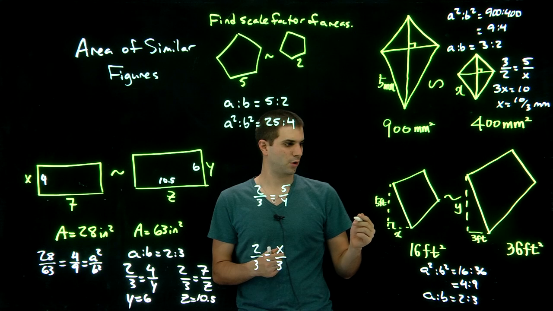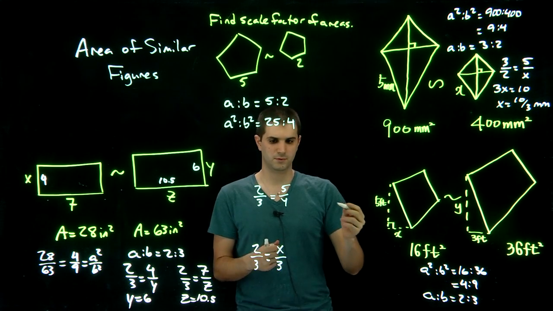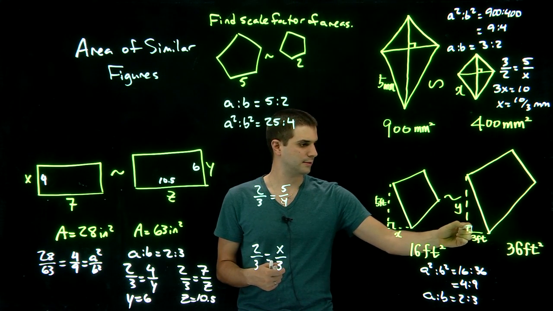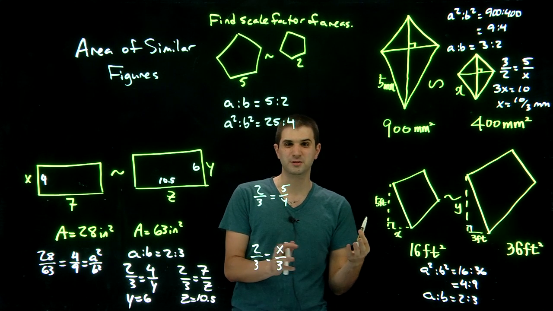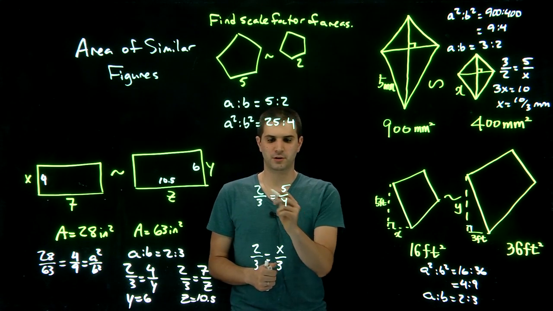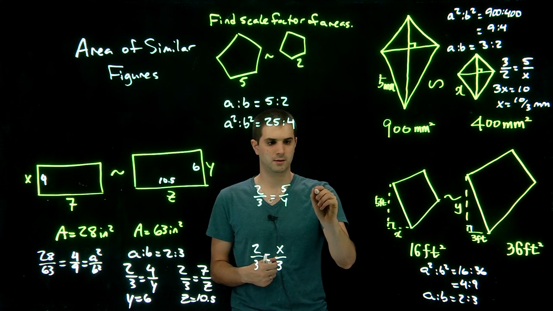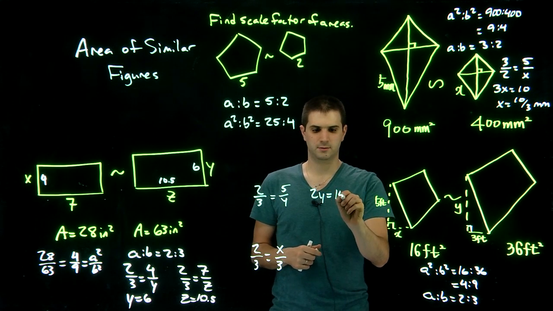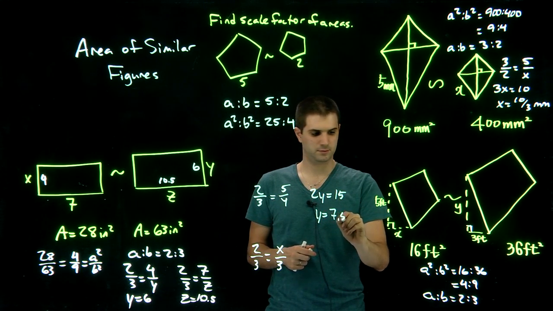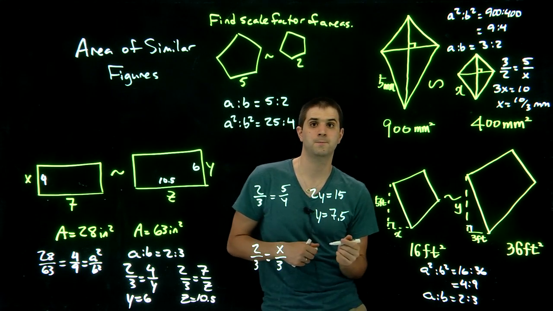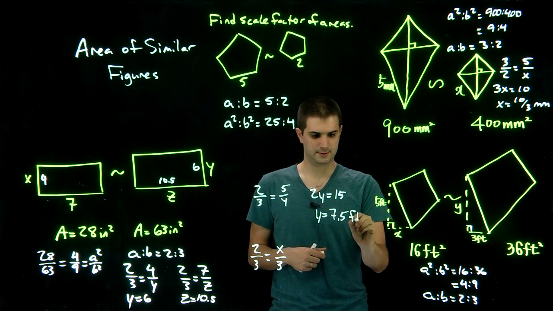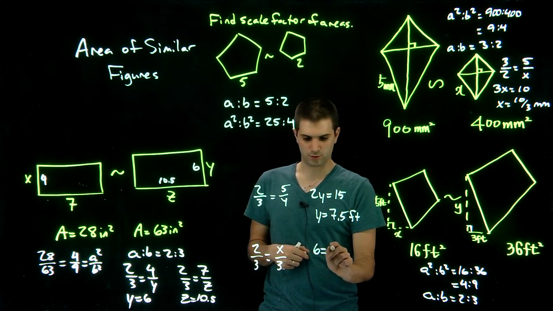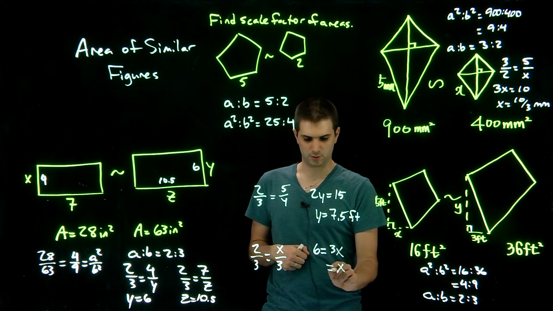Then we can just solve these. We should know that if these are similar, this should also be a right angle, or else we can't use that information. But we'll assume that that's right. So coming back, 2y equals 15, so y equals 7.5 feet. And over here, 6 equals 3x, so x equals 2 feet.